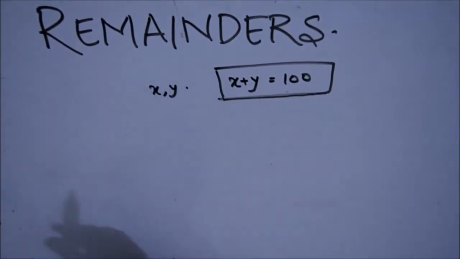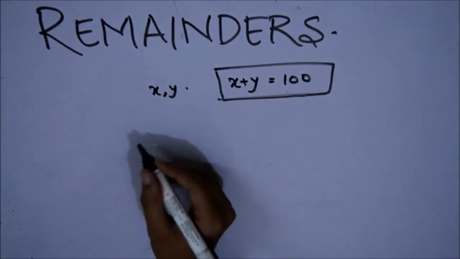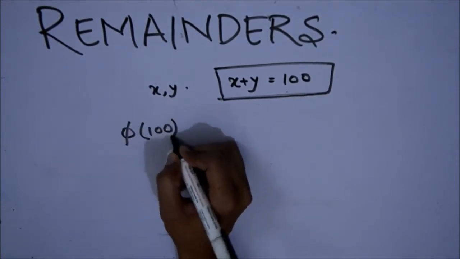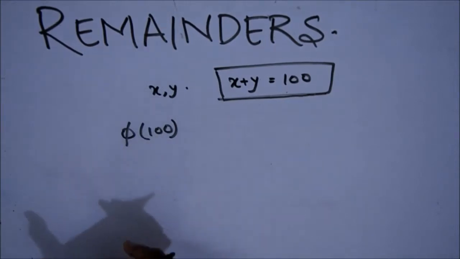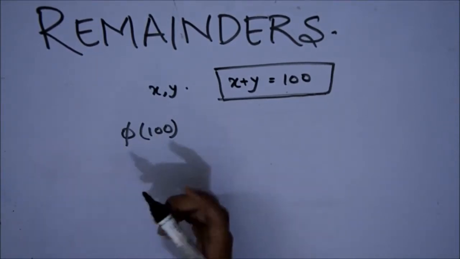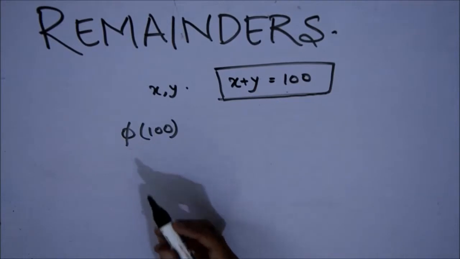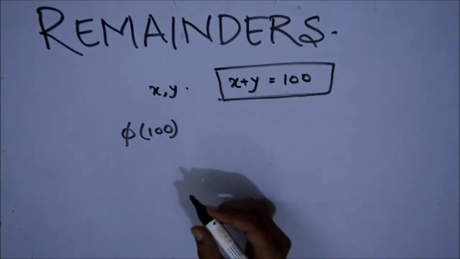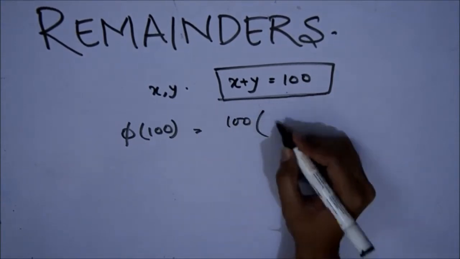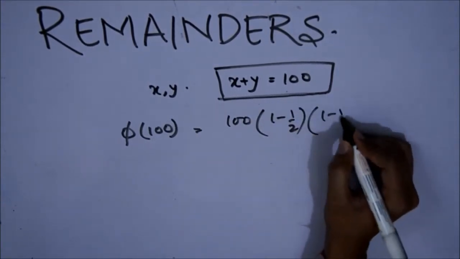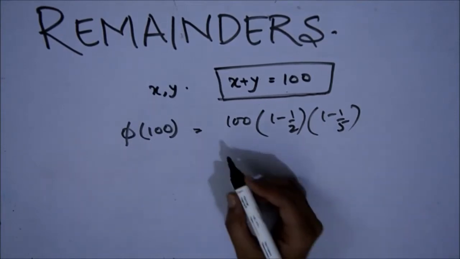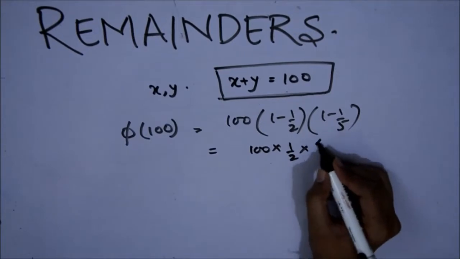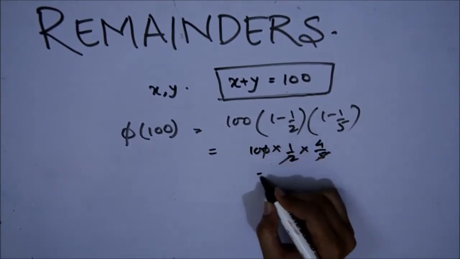Just like the previous case, where everything added to 36, here the phi of 100 numbers are co-prime to 100 and they pair up to add to 100. Hence the answer will be phi of 100, which is 100 into 1 minus 1 by 2 into 1 minus 1 by 5, as 2 and 5 are the only prime factors. This gives 100 into 1 by 2 into 4 by 5, that is 40.